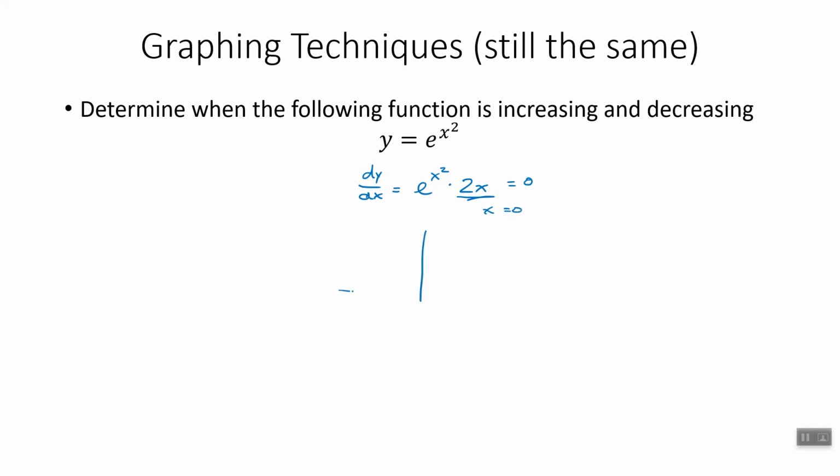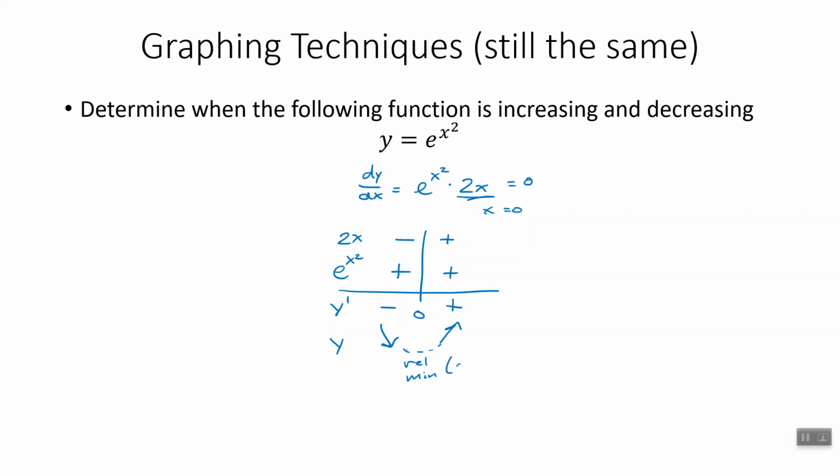So we can do our number line chart here. We can say here's 0. We can have 2x as a factor and e to the x squared as a factor. e to anything is always positive. It's really easy. 2x changes at 0. So that means our y prime here would be negative, then positive. So our original function would be decreasing and then increasing. And this here would be a relative minimum.